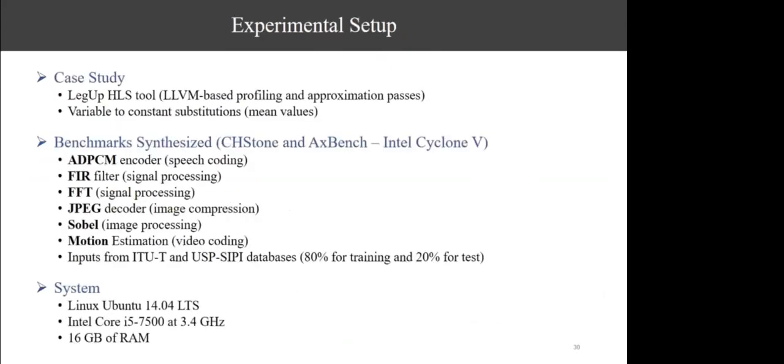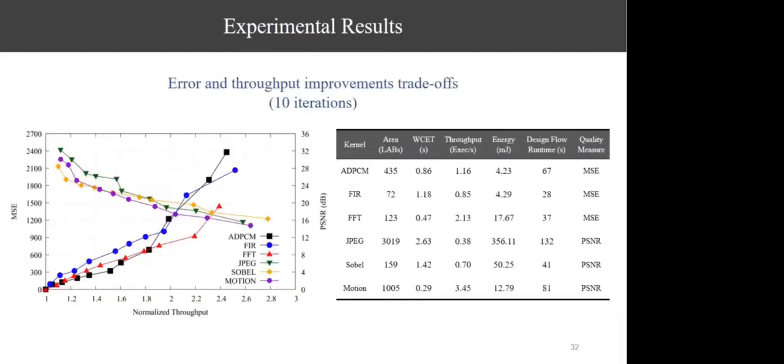Before presenting the experimental results, we must define the experimental setup. To evaluate our methodology, we used the LEGUP HLS as a case study. It targets FPGAs and is built over the LLVM compiler framework. We synthesized a set of 6 benchmarks from signal and image processing application domains for the Intel Cyclone 5 FPGA. The table shows the kernels along with the implementation results for the exact circuits, while the figure shows the relation between error and throughput for 10 iterations.